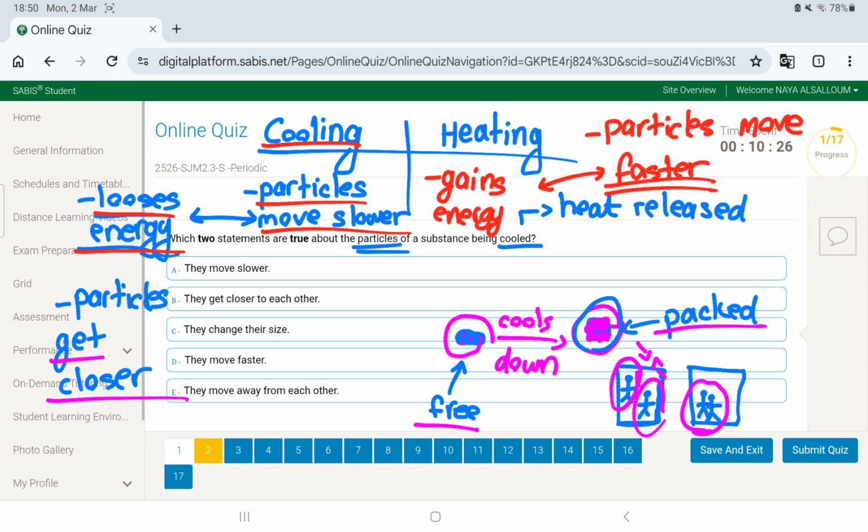So they relate. Particles move faster when they gain energy, and when particles gain energy, they're gonna move faster. And here, in cooling, the particles get closer, so in heating, the particles get farther away. So they get farther.